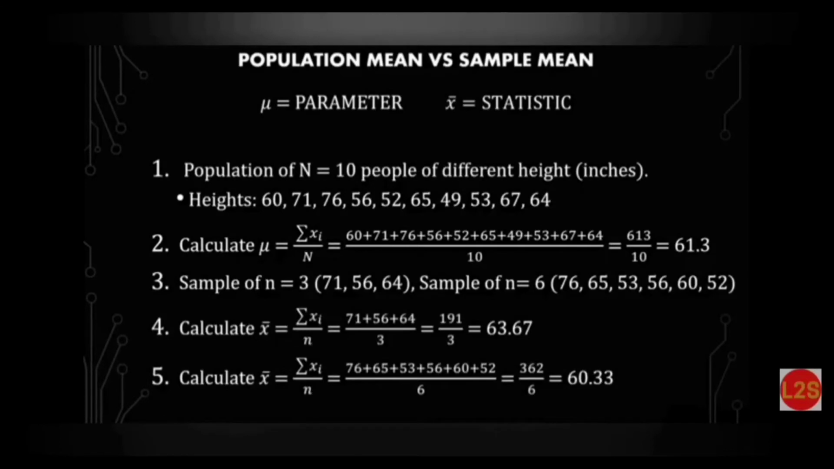And so that's exactly what we'll do, is we'll increase the sample size. So we have x bar equals the summation of xi over n, and n in this case is 6. From that 6, 76 plus 65 plus 53 plus 56 plus 60 plus 52 to give you 362 over 6, or 60.33 rounded. So in this case, even though it's below what the parameter is, it's closer to the approximation of it. And that's typically what happens when you increase the sample size. The basic takeaway of this is, as you increase the sample size, x bar, the statistic, gets closer to mu, the parameter, in approximation.